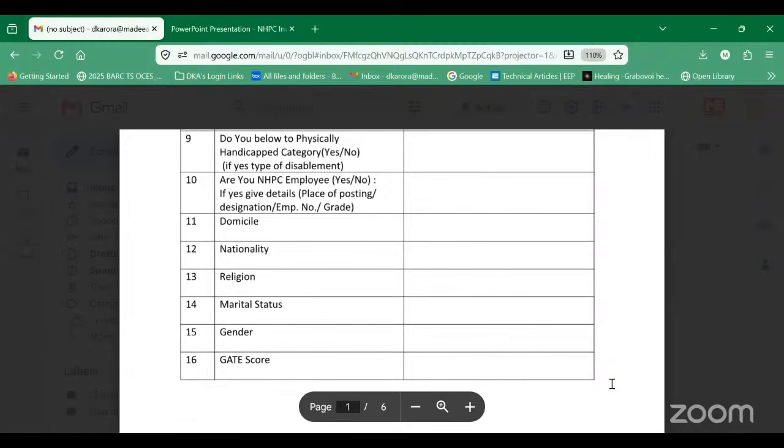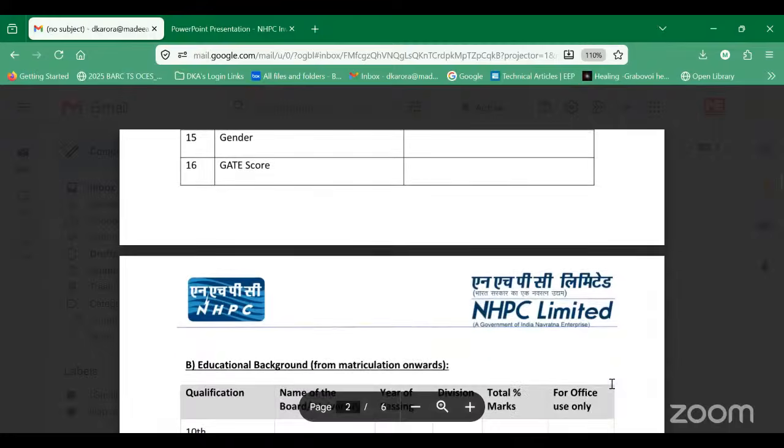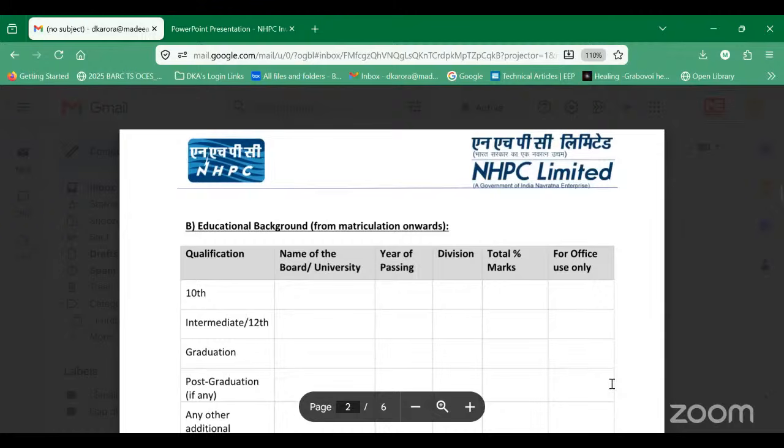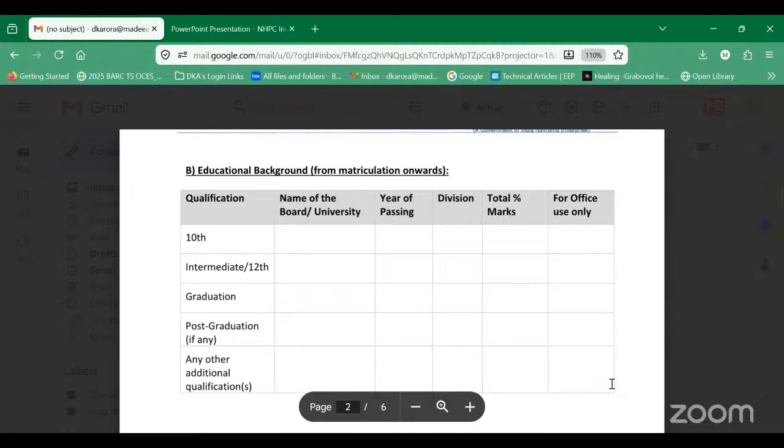Gender, male, female, GATE score, this is score out of 1,000. So for clarity, you can write 598 slash 1,000 so that there is no ambiguity, right? Then the educational background details starting with 10th class, 12th, and then BTech. And if you have done MTech, then you write about MTech. Otherwise, you can skip it.